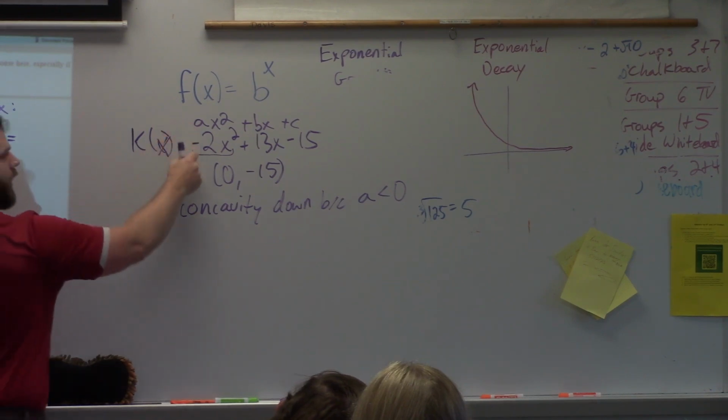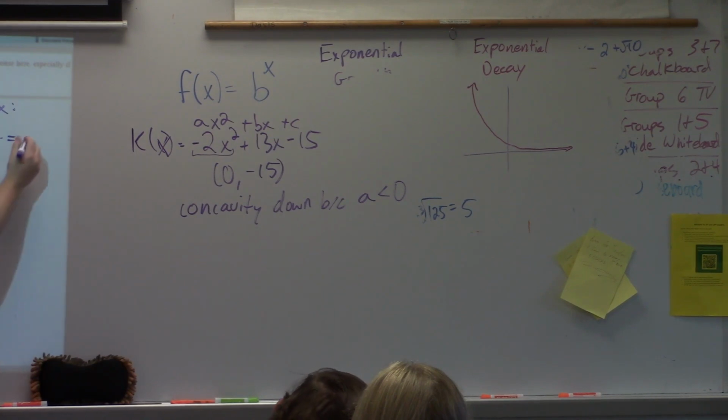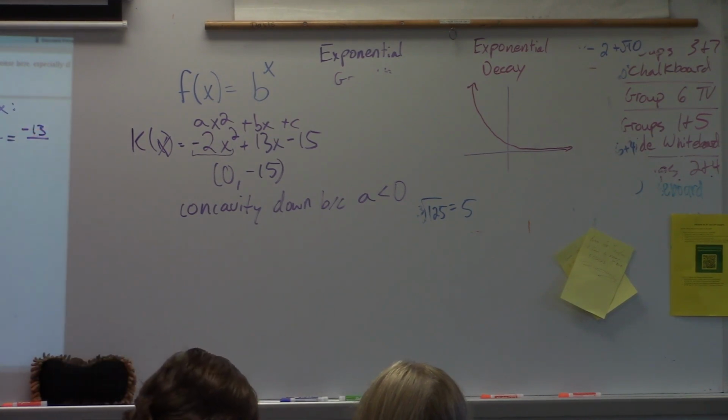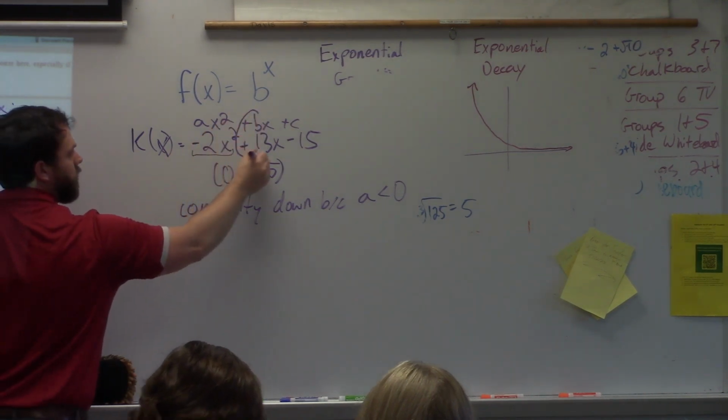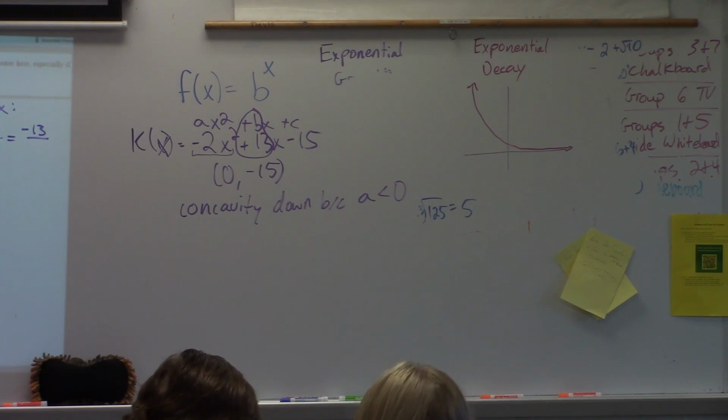So a, b, c. The opposite of b is negative 13. B is a positive 13, right? Sorry, I couldn't hear what you said, Miracle, so I wasn't trying to ignore you, I just couldn't quite hear. Oh, no, I got you. So B is the 13, the opposite of B is negative 13.